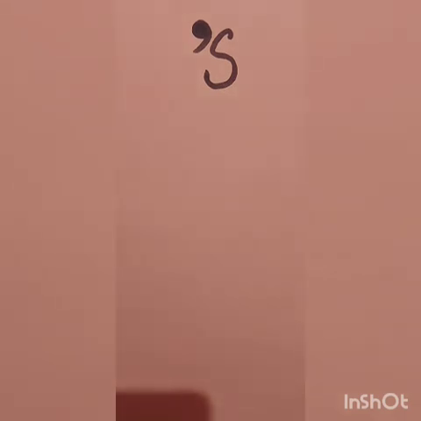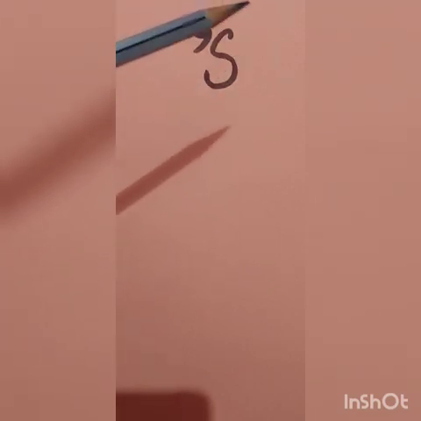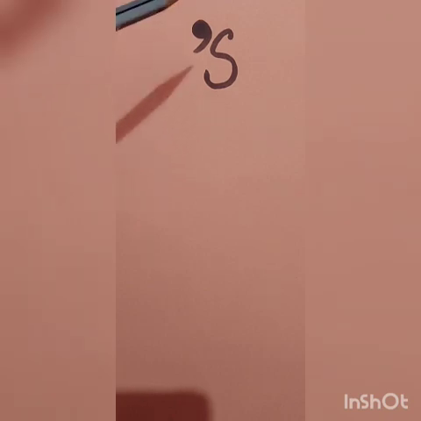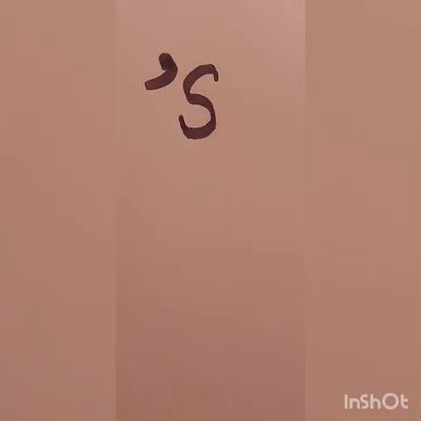So children, apostrophe S is used to show belonging, or we can say to show that something belongs to someone. And we add apostrophe S to the naming word to show belonging. Children, we know that a naming word can show what it owns or possesses. So, we add apostrophe S to a naming word to show what? To show belonging.